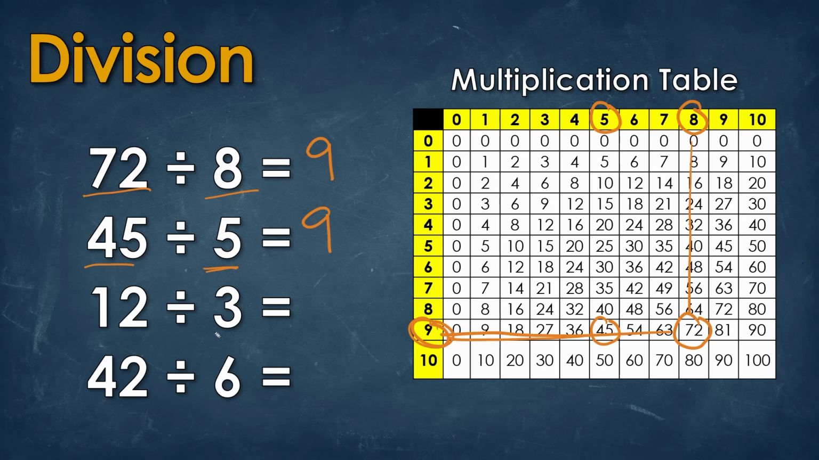Now 12 divided by 3. 3 starts here. We work our way down until we get to 12. Then we work our way across, and we get 4. Now let's try this one. 42 divided by 6. So we start with 6. Work our way down until we get to 42. Then work our way across, and we get to 7.